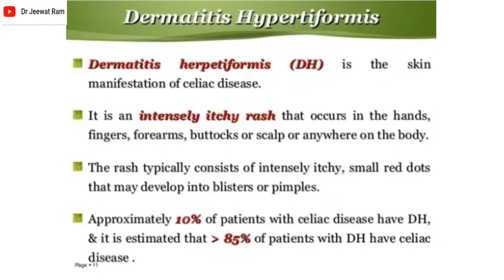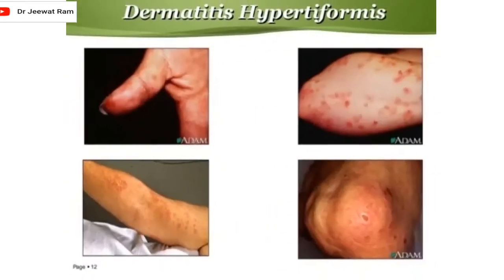Dermatitis herpetiformis. Dermatitis herpetiformis is the skin manifestation of celiac disease. It is an intensely itchy rash that occurs on the hands, fingers, forearms, buttocks, or scalp, or anywhere on the body. The rash typically consists of intensely itchy small red dots that may develop into blisters or pimples. Approximately 10% of patients with celiac disease have dermatitis herpetiformis, and it is estimated that greater than 85% of patients with dermatitis herpetiformis have celiac disease.